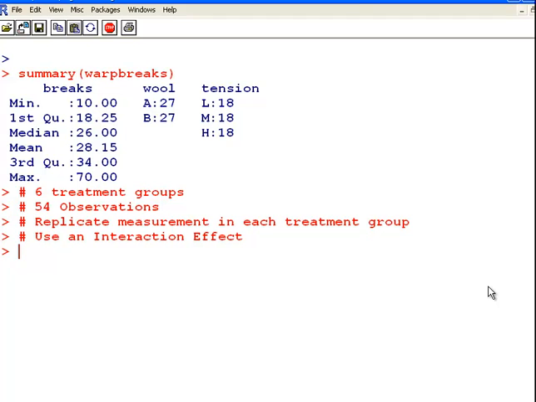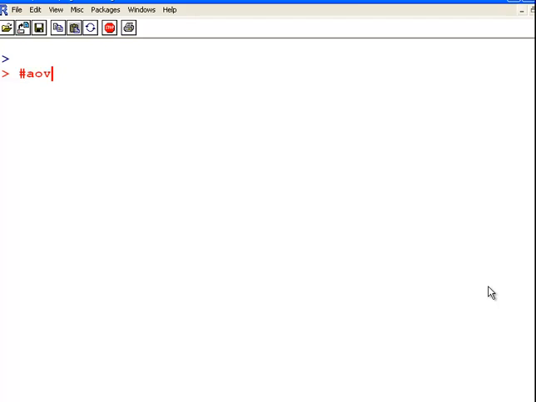There are 54 observations altogether, as you could count up: 18 plus 18 plus 18. That means there are replicate measurements in each treatment group, nine measurements essentially. So when creating our model, we are going to use an interaction effect. We are going to use this command, aov, and it's similar to linear models, which you've probably seen before, in that we have a response variable explained by two categorical variables.